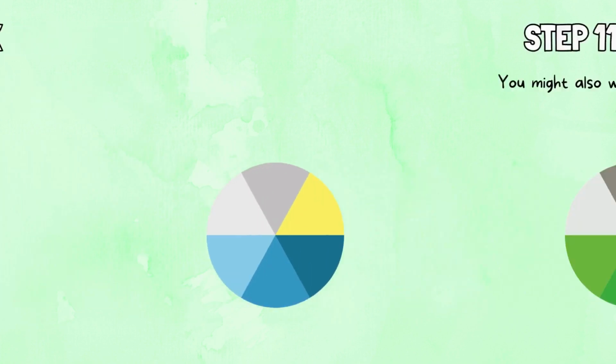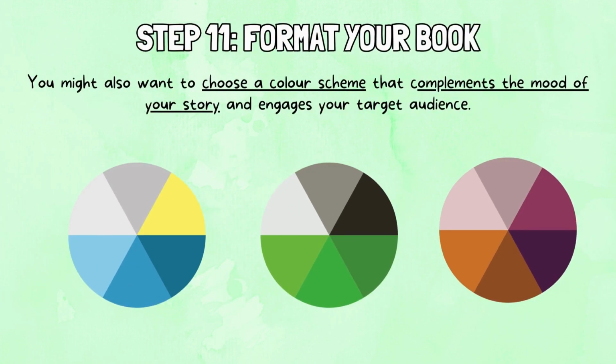In addition to sizes, you might also want to choose a color scheme that complements the mood of your story and engages your target audience. For instance, playful blues and whites would be great for a picture book set in a snowy or icy setting. Also, select a font style that is easy to read and suitable for young readers. Pay attention to the layout, leaving ample space for illustrations and text, and ensuring a harmonious flow between the two.